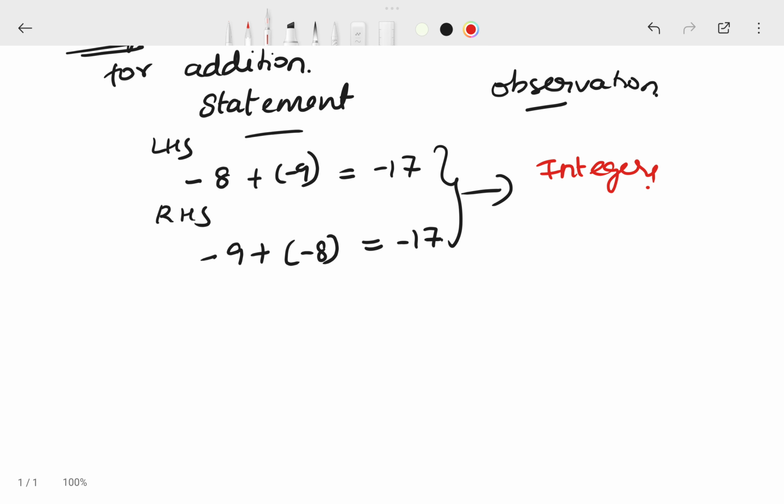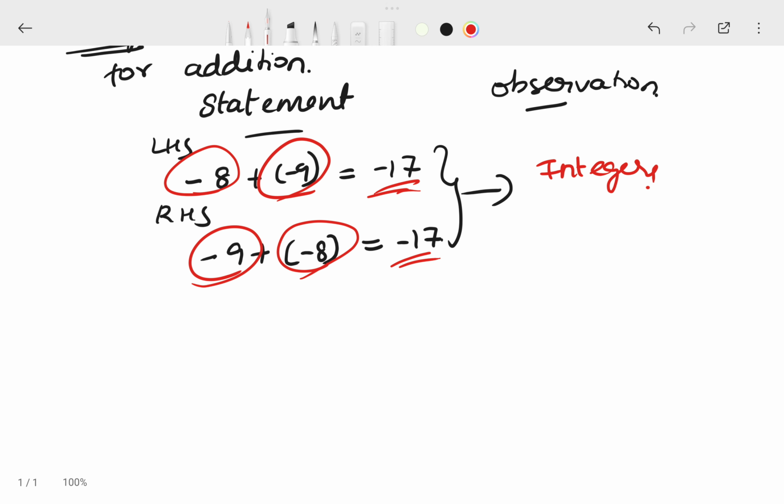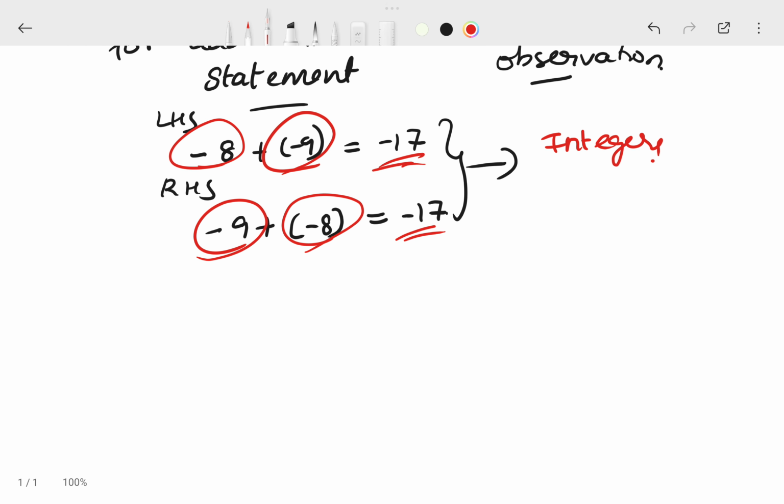From this we can write the observation that if we apply the commutative property here, the answer we are getting is the same. So this proves that the commutative property is true for addition for integers.